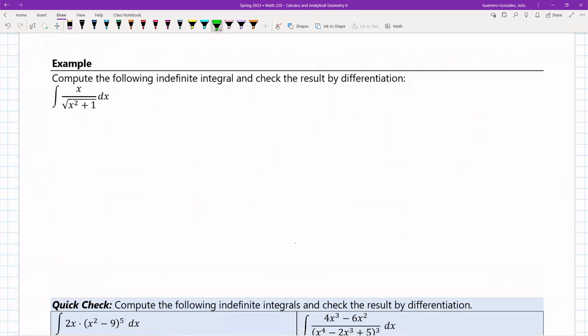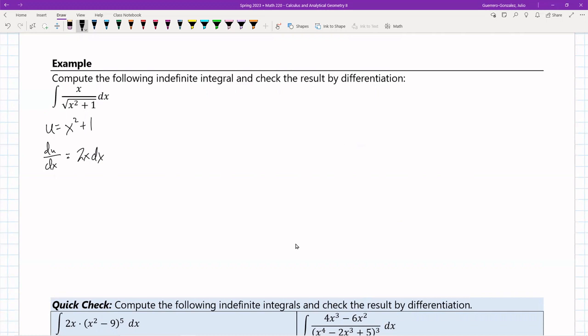Okay, compute the indefinite integral of this thing. This should look familiar again, right? So again, I'm going to do u is equal to x squared plus 1, right? I'm going to go ahead and take the derivative of this, right? So it's going to be du over dx. Let me write that nicer. du over dx is equal to 2x dx.